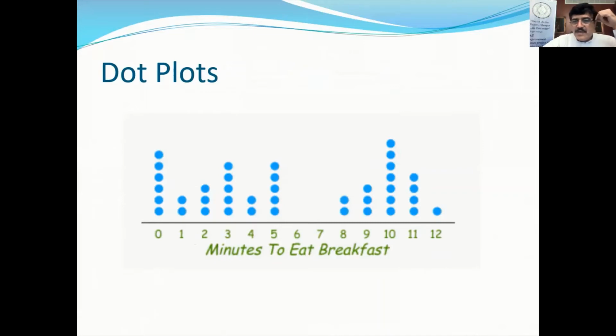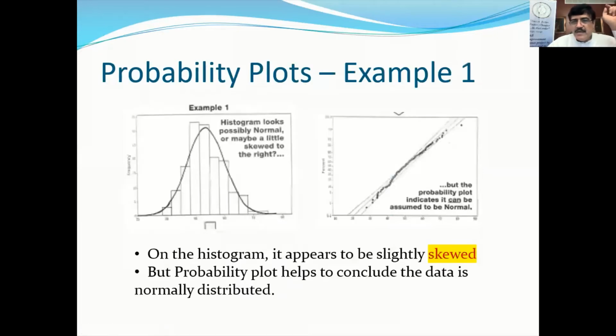This is the minutes to eat breakfast. How many minutes? This many is from 0 to 1, this many from 1, and so on. This is how you do a histogram.